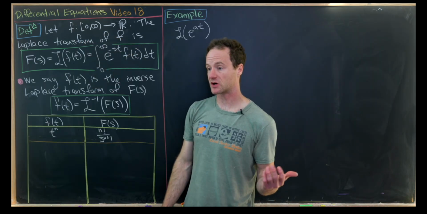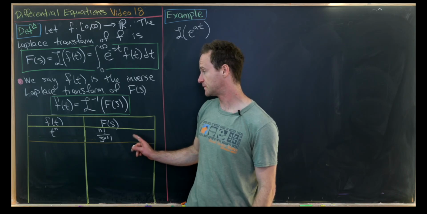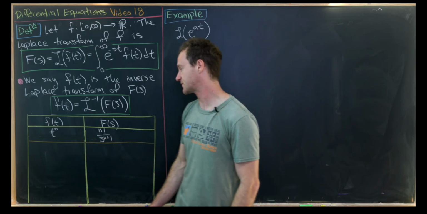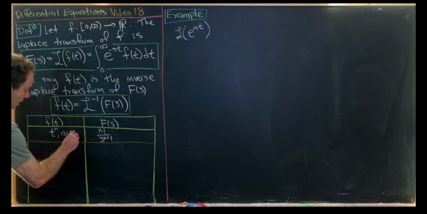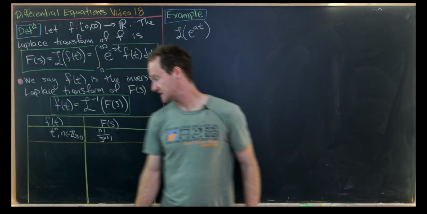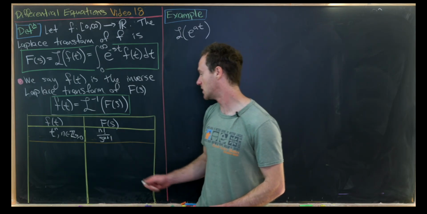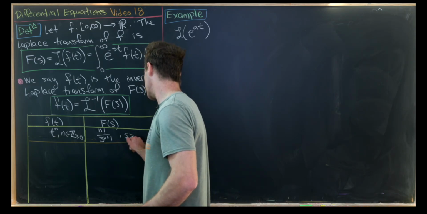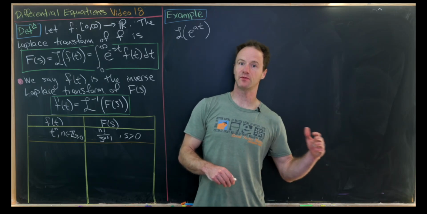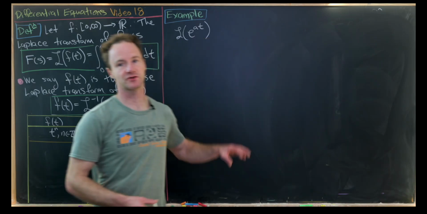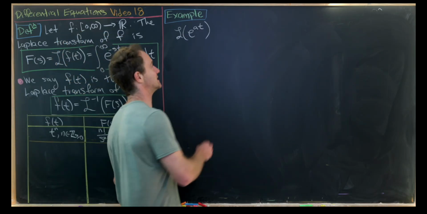So we've started to build our chart of Laplace transforms and inverse Laplace transforms over here. So we've discovered that the Laplace transform of t to the n, where n is a non-negative integer, is equal to n factorial over s to the n plus 1. And this is true when s is bigger than 0. Okay, so now let's find the Laplace transform for some other families of functions, starting next with the exponential function e to the at.